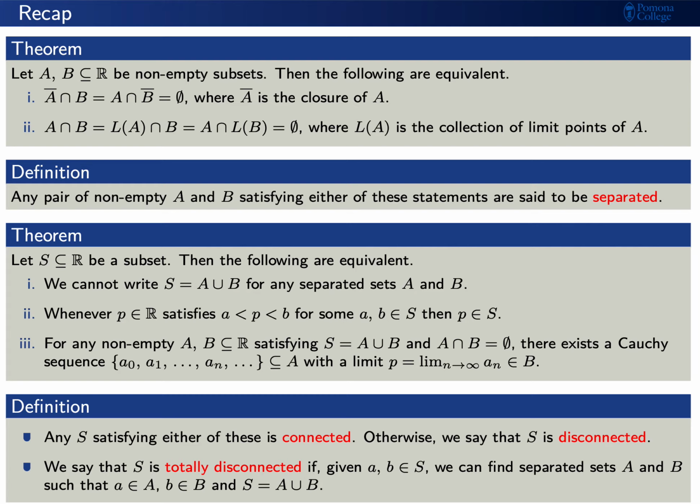We'll say that S is totally disconnected if, given two elements a and b in S, we can find separated sets capital A and capital B, such that lowercase a is in capital A, lowercase b is in capital B, and S is the union of A and B.